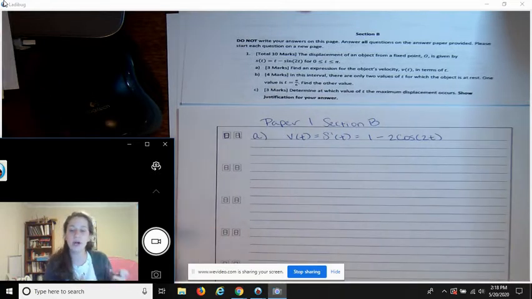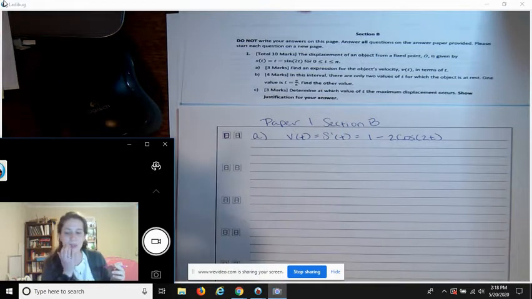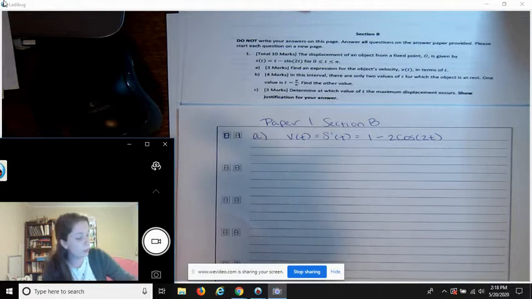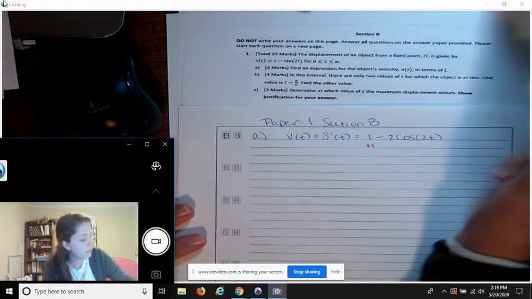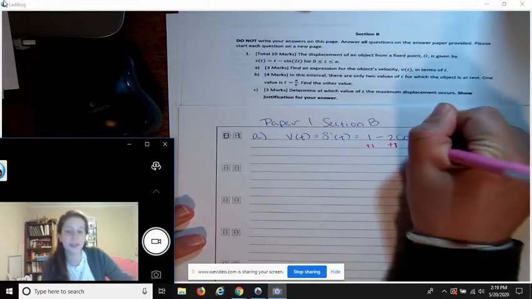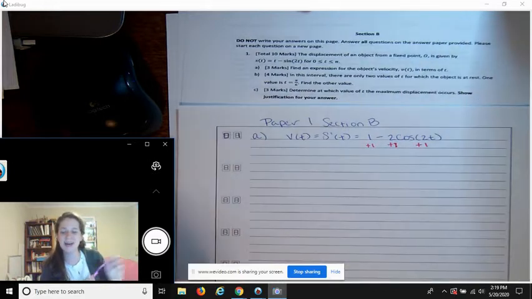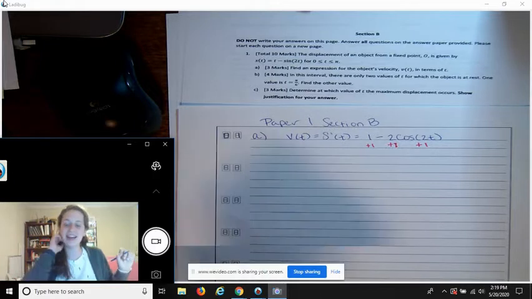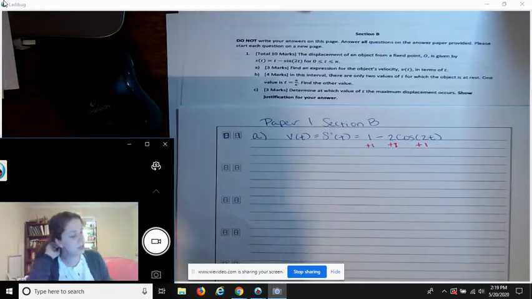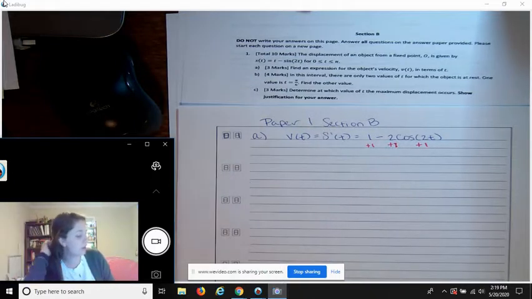And for this part, it was 3 marks. So I'm giving you 1 mark for the 1, 1 mark for the 2, and 1 mark for the cosine of 2t. Yep, that's that.